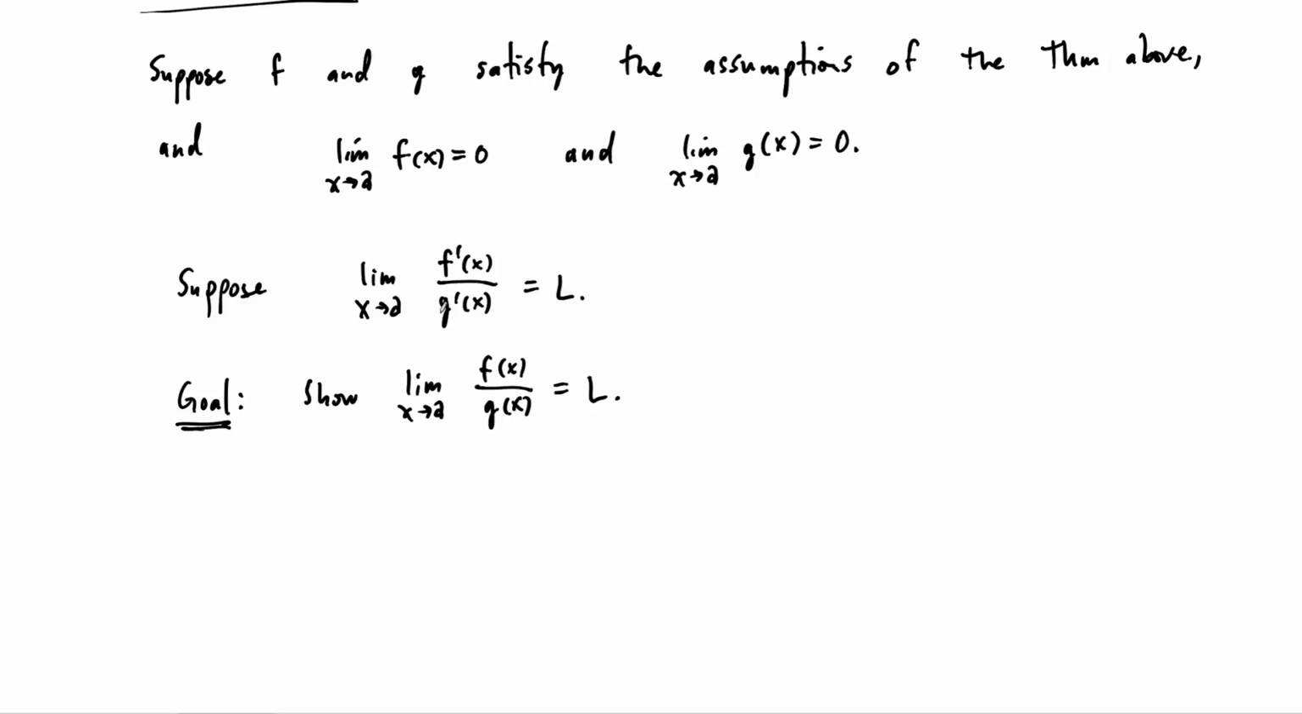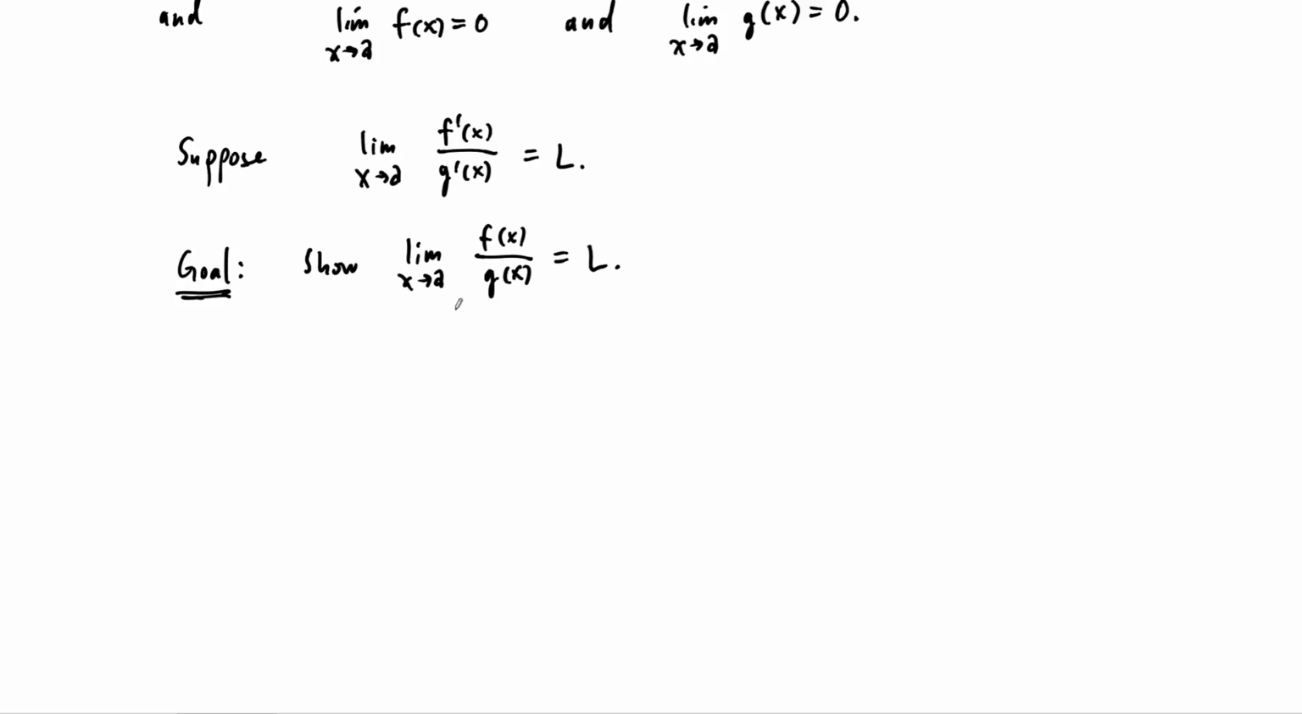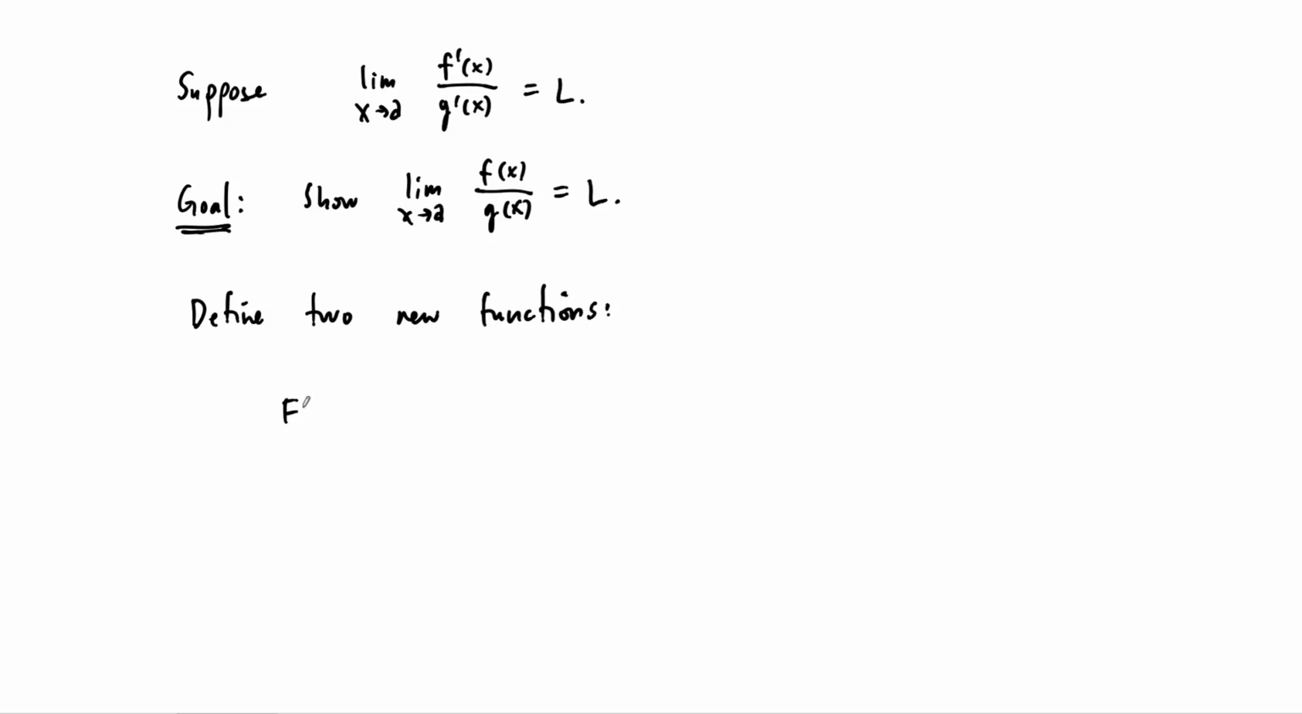So the way that we do this is we are going to define a couple of new functions and then apply a theorem that we recently learned. So we are going to define two new functions, and they are going to be the following. I'm going to call these capital letters. So capital F of x we'll define to be little f of x when x is not equal to a, and equal to 0 when x is equal to a.